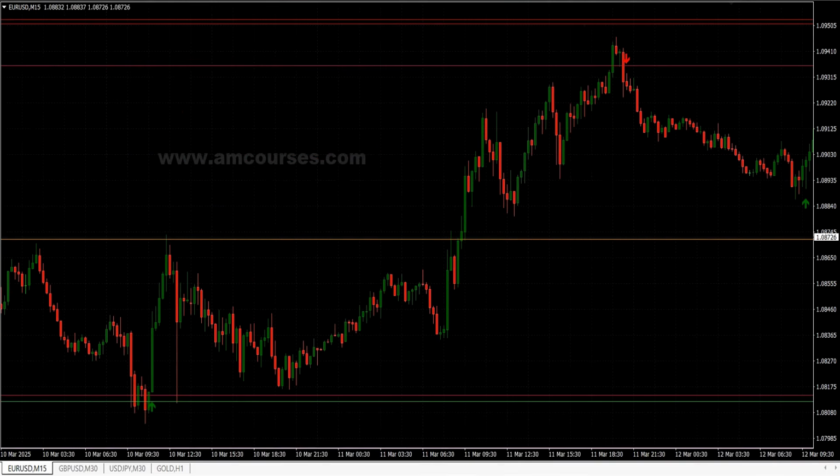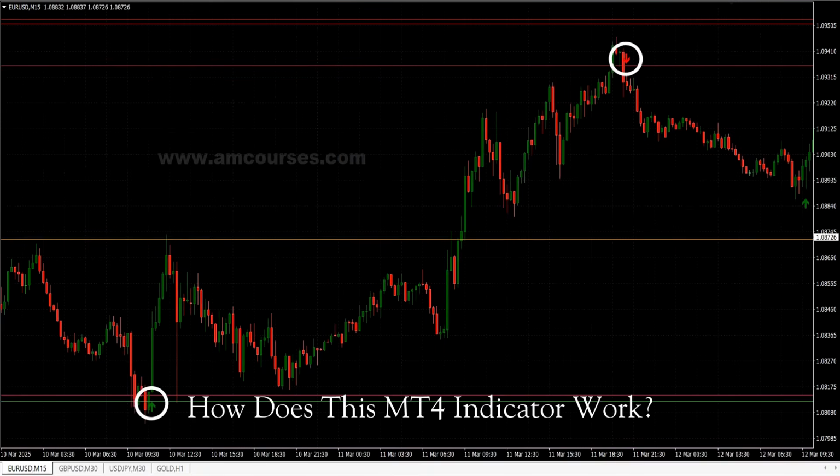Now, let's get started. How does this MT4 indicator work? When you see a buy arrow, it means the market is oversold and could soon move upward. This is your golden opportunity to enter a buy trade. On the other hand, when a sell arrow appears, it signals that the market is overbought and could start moving downward. That's the perfect time to enter a sell trade. Pretty simple, right? Let's see this indicator in action.